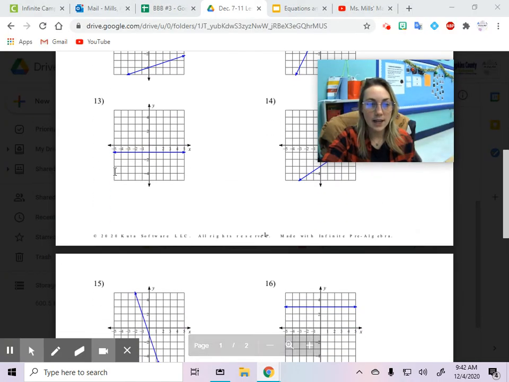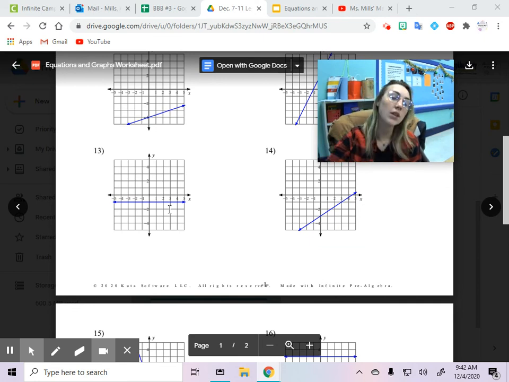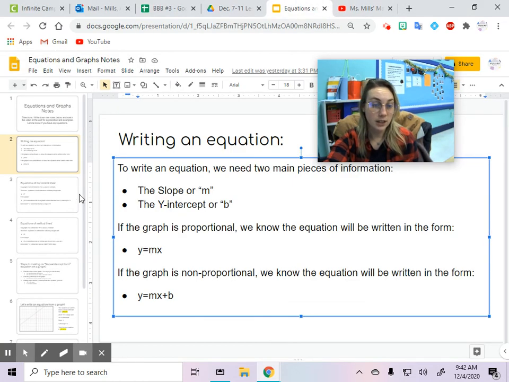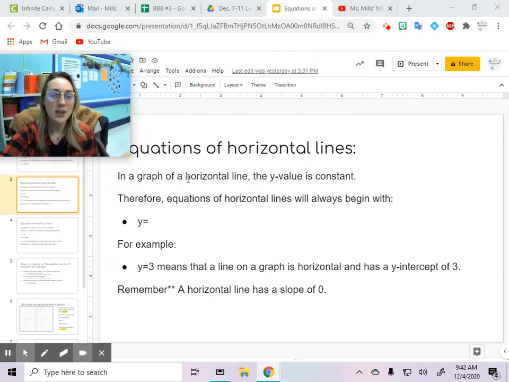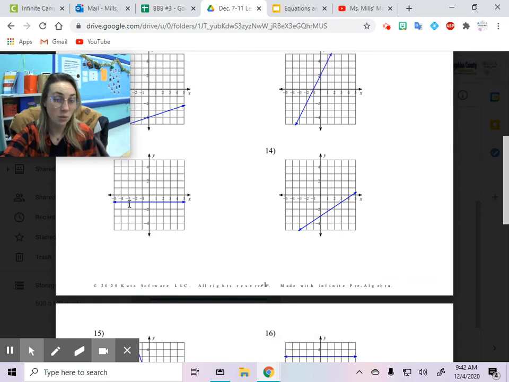Let's go ahead and do number 13 real quick. So here's the thing about number 13. It is a horizontal line. And if you remember from your notes, a horizontal line, well, actually, the equation was right here. Equations of a horizontal line. Here we go. So it said in a graph of a horizontal line, the y value is always going to be constant. So what that basically means is on this line right here, no matter what x equals, y is always going to equal -1 because that is where that line is on the y-axis.